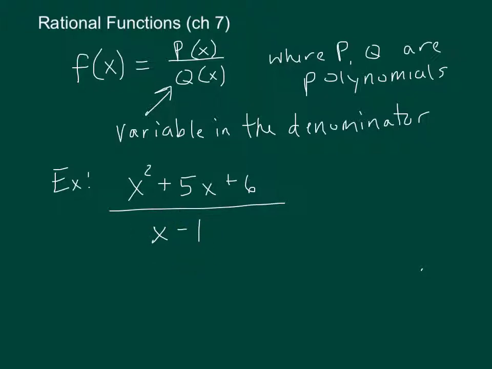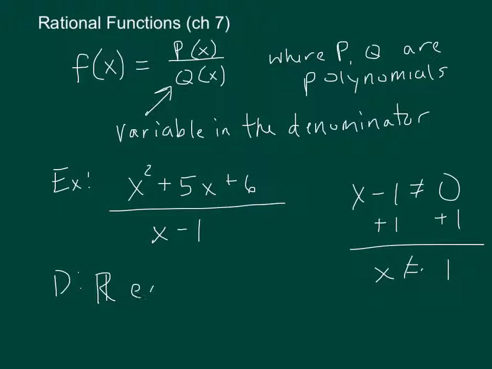So according to this rational expression, x minus 1 cannot be 0. And when you solve for that by adding 1 to both sides, you're going to get x cannot be equal to 1. So the domain is going to be all real numbers except x equals 1. Very good? All right. So that's a rational function.